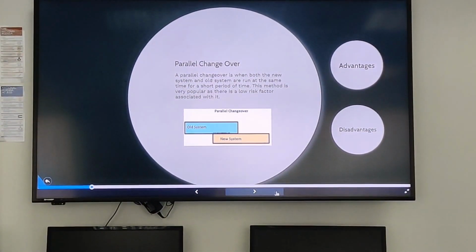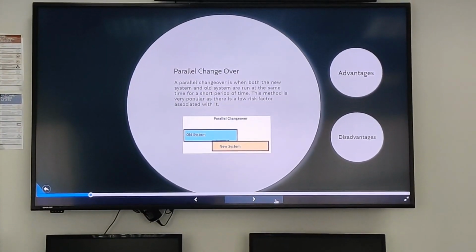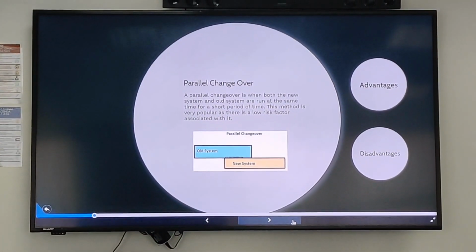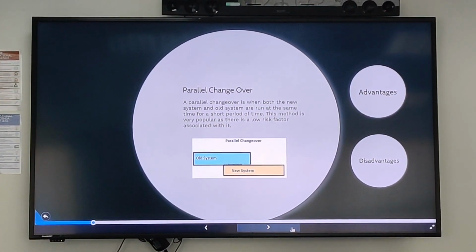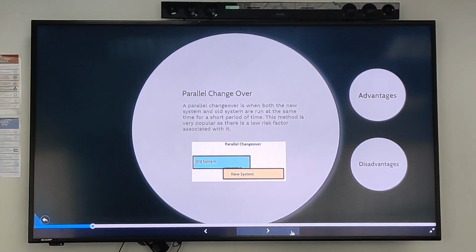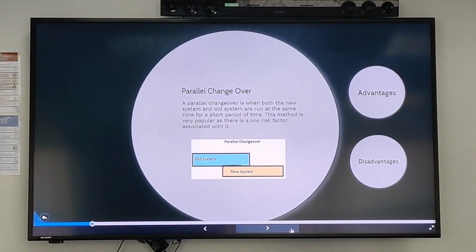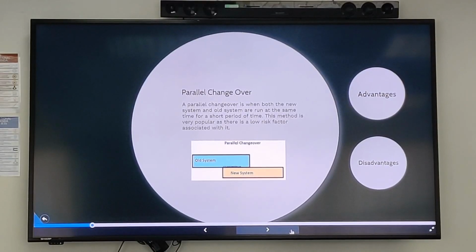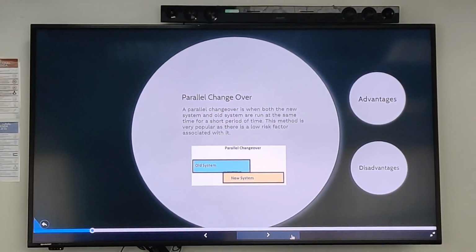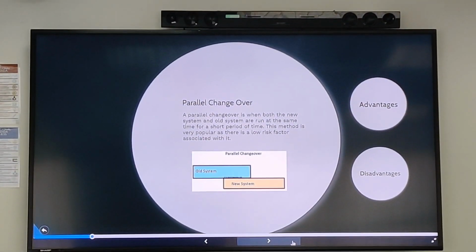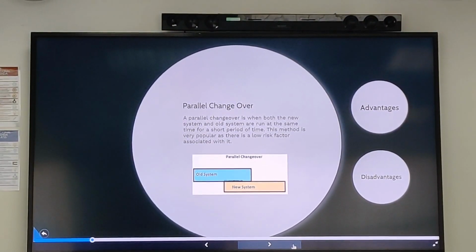So parallel changeover is when both the new system and the old system are run at the same time for a short period of time. This method is very popular and there's a low risk associated with it, as you're running both systems side by side. So if a problem does occur, you're able to retrieve or use the old system to help rectify the problem in the new system.